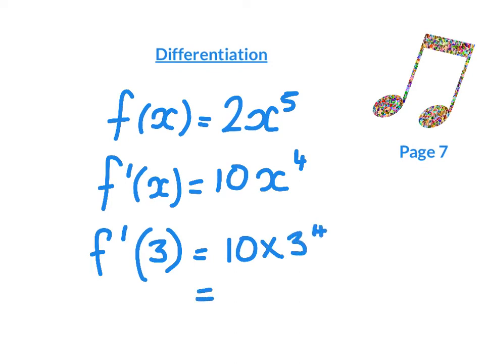Now 3 to the power of 4 is 81. We worked that out in the example earlier. Multiply that by 10, 810. So the rate of change at the specific point where x equals 3 is 810.